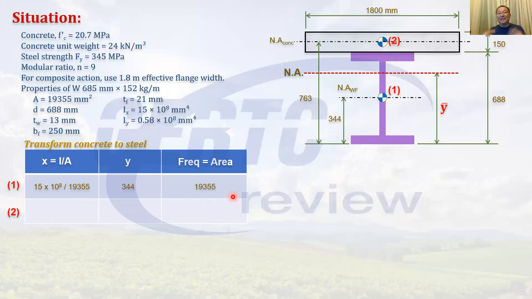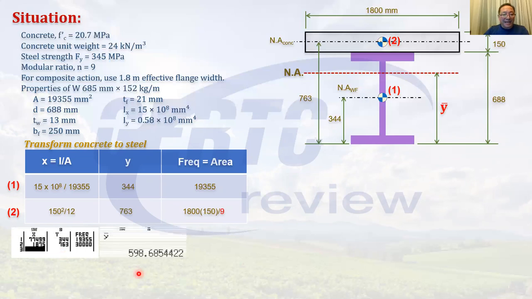Okay? Now yung concrete, itatransform natin to steel. So yung I over A natin, rectangular man yan, so 150 squared over 12. Okay? Yung Y niya is 763. Ang area niya is area 1,800 times 150, i-convert or transform natin to concrete, divide natin by the modular ratio. 9 ang modular ratio. Nired ko para klaro. Mapansin nyo. Okay? So, pag plug-in mo yan sa calculator, ito yung lalabas. So, mag-barred Y ka. Yun yung barred Y.